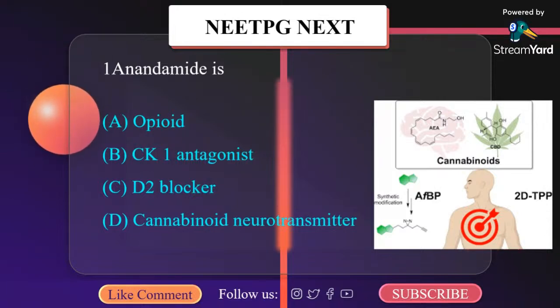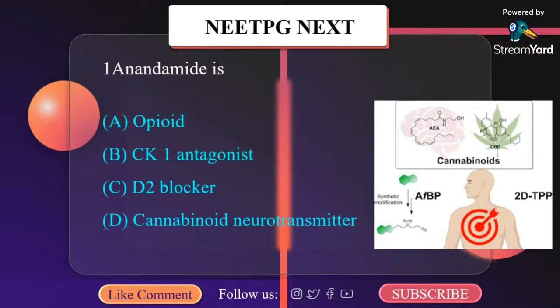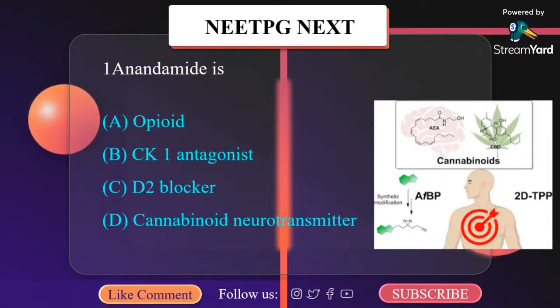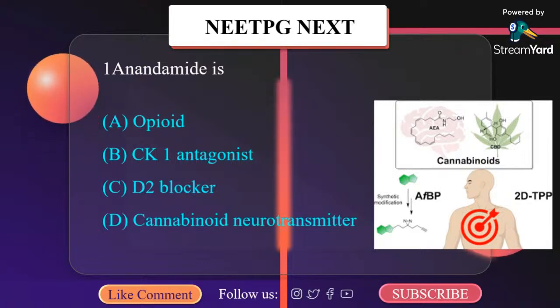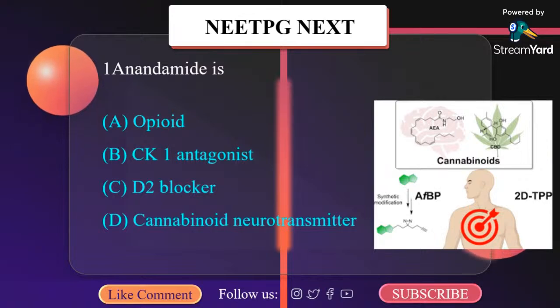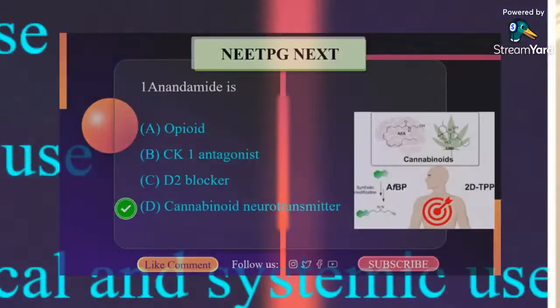The name is taken from the Sanskrit word ananda, which means bliss, delight, and amide. It is synthesized from N-arachidonoyl phosphatidyl ethanolamine by multiple pathways. It is degraded primarily by fatty acid amide hydrolase, the FAAH enzyme, which converts anandamide into ethanolamine and arachidonic acid. As such, inhibitors of FAAH lead to elevated anandamide levels and are being pursued for therapeutic use. So the correct answer here is D, cannabinoid neurotransmitter.